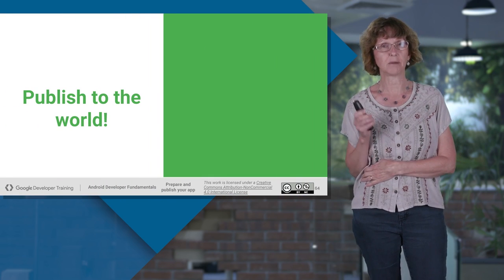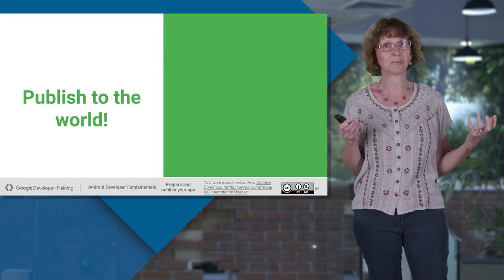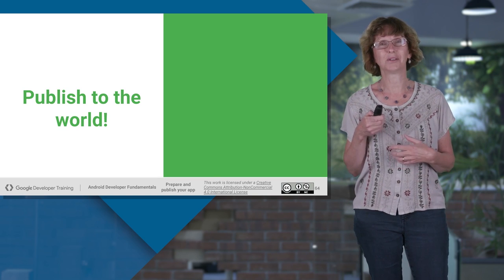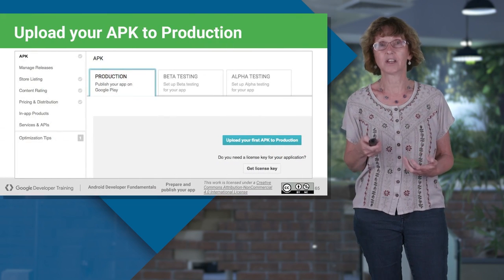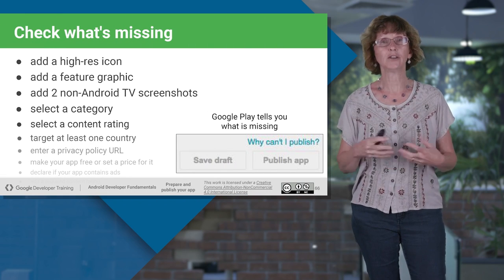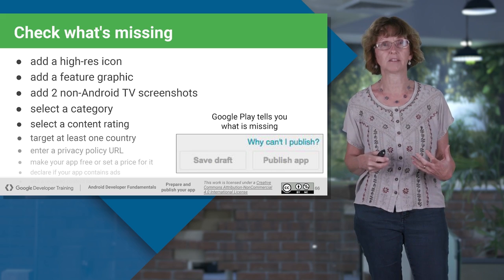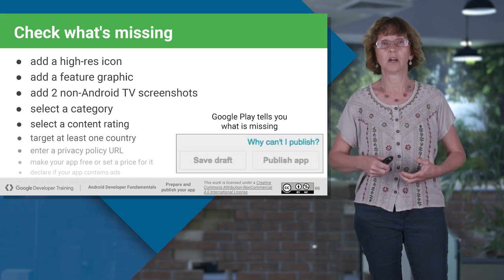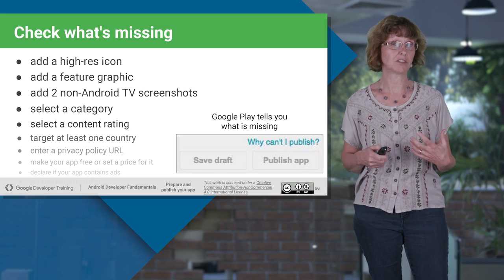Okay, now you're ready to publish to the world. You've run your alpha test, you've run your beta test, you've done all the testing you can possibly think of. Your testers are all giving you good feedback. You're ready to go, so you upload your APK to production. But you can't publish yet, because there are some things missing. There are some things that you do require. You need to add a high resolution icon.